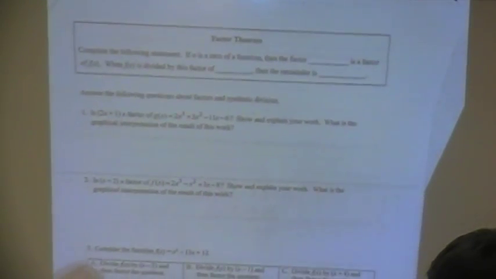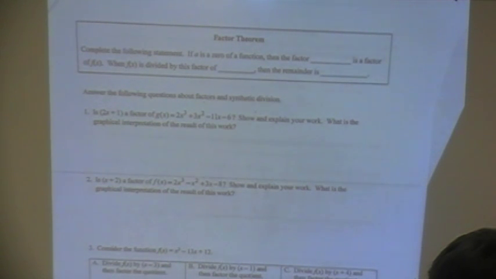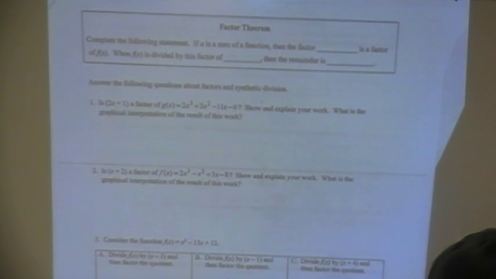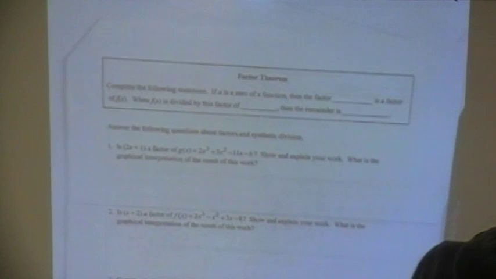Okay, so it says complete the following statement. If a is a 0 of a function, then the factor blank is a factor. So how would you write it as a factor? If a is the 0, how do you write it as a factor? Yeah, that's it.